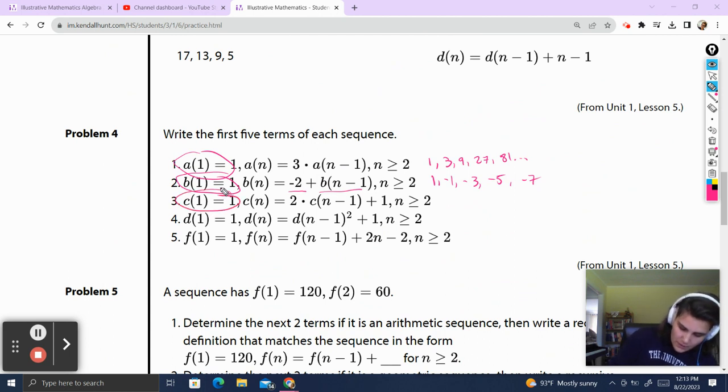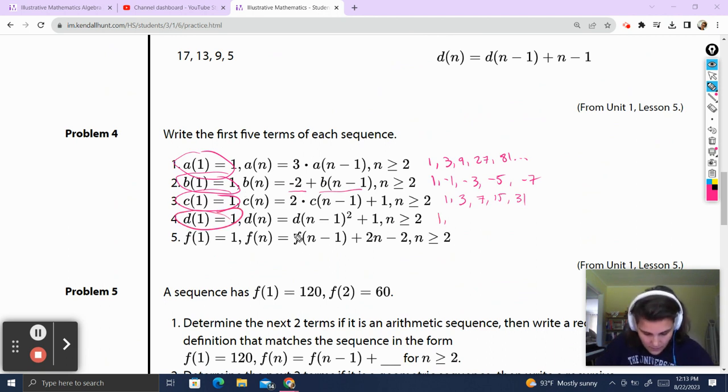For sequence C, again, we start with 1. And it's going to be 2 times the previous term plus 1. So we have to be a little bit more careful here. 2 times 1 is 2, plus 1 is 3. The next term is going to be 2 times the previous term, which is 6, plus 1 is 7. The next term is going to be 2 times 7, which is 14, plus 1, which is 15. The next term is going to be 2 times 15, which is 30, plus 1, which is 31. And we're done.